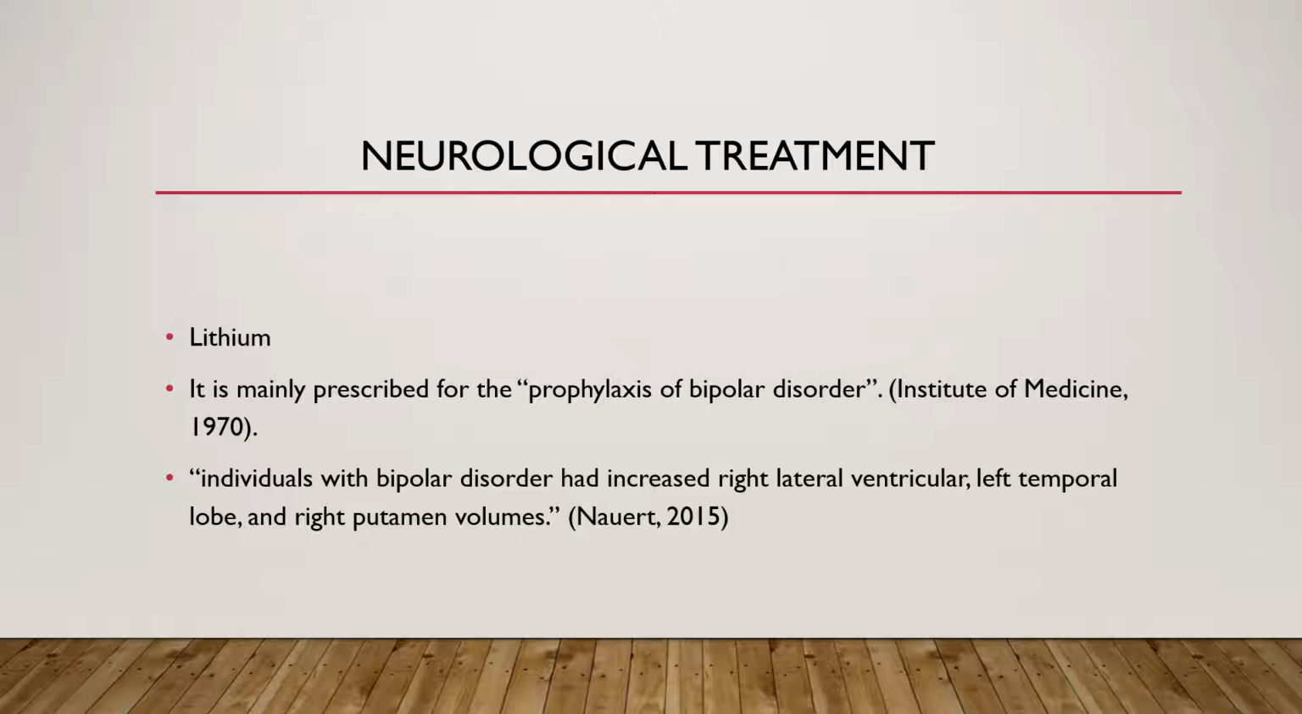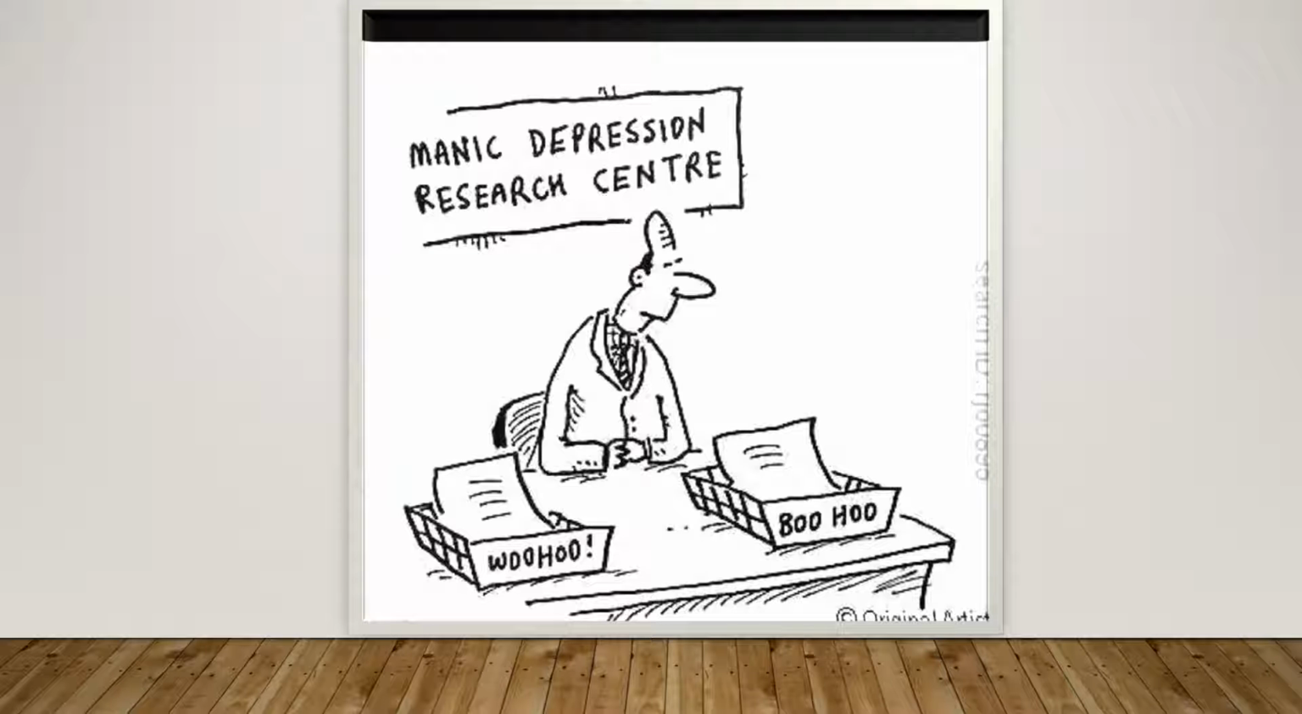Now that we know that the drug of choice is lithium, we know that lithium is a mood stabilizer. It is mainly prescribed for the prophylaxis of bipolar disorder. Individuals with bipolar disorder have an increased right lateral ventricle, left temporal lobe, and right putamen volume. Okay, let's move on. I wanted to include some research on this medication and also bipolar disorder in essence, and this is what I found.